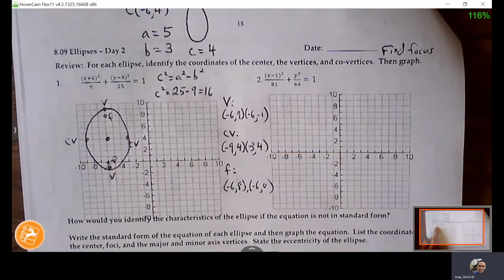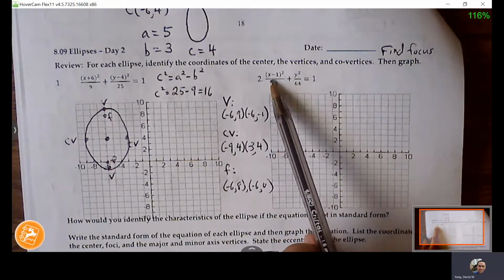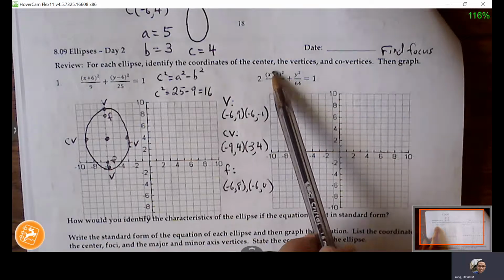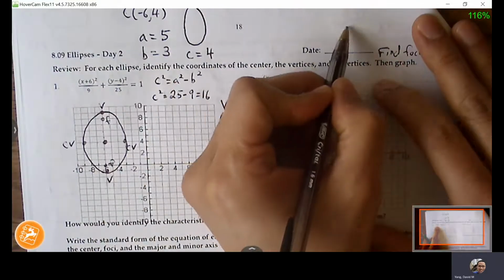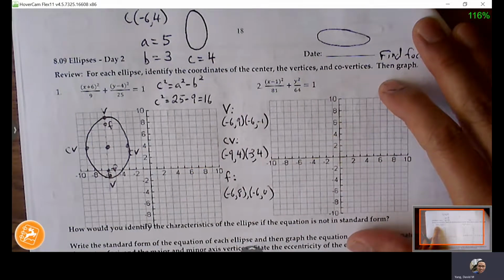Okay, number 2, what's different about number 2? The a squared is 81, it's under the x, so we know our ellipse is going to be a horizontal major axis.